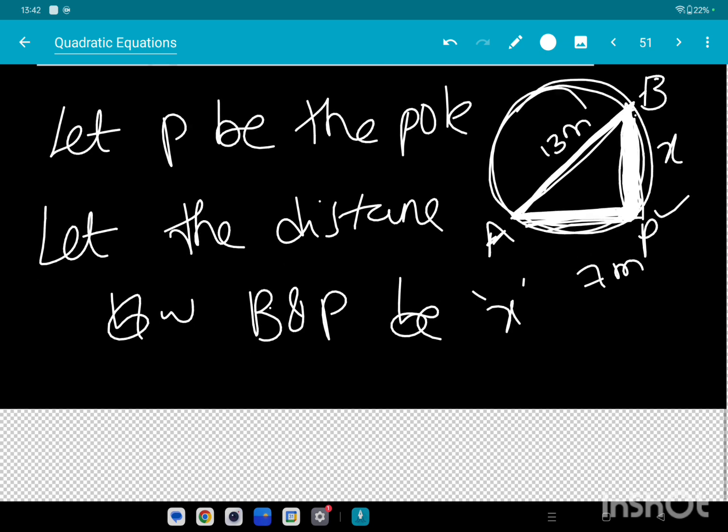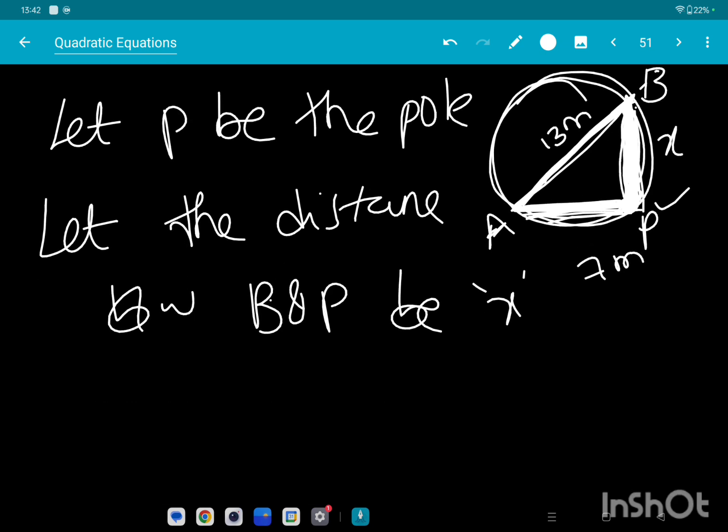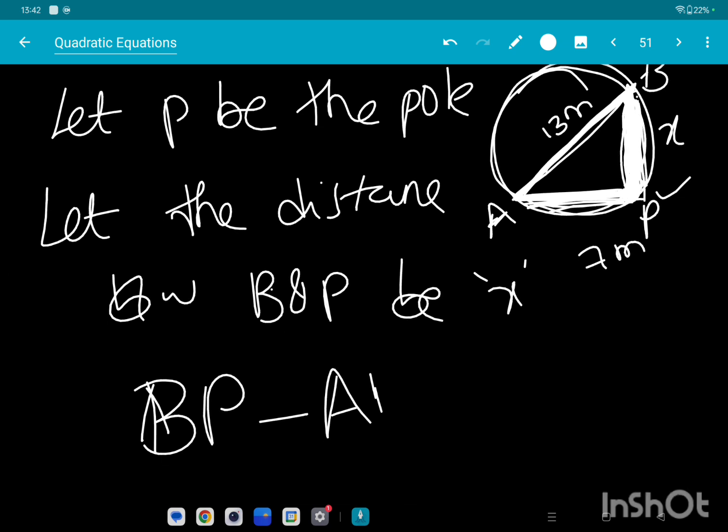Let's say x, and it was given that the difference is 7 meters. The distance, which means BP minus AP is equal to 7 meters. It was given that this distance and this distance differ by 7 meters.